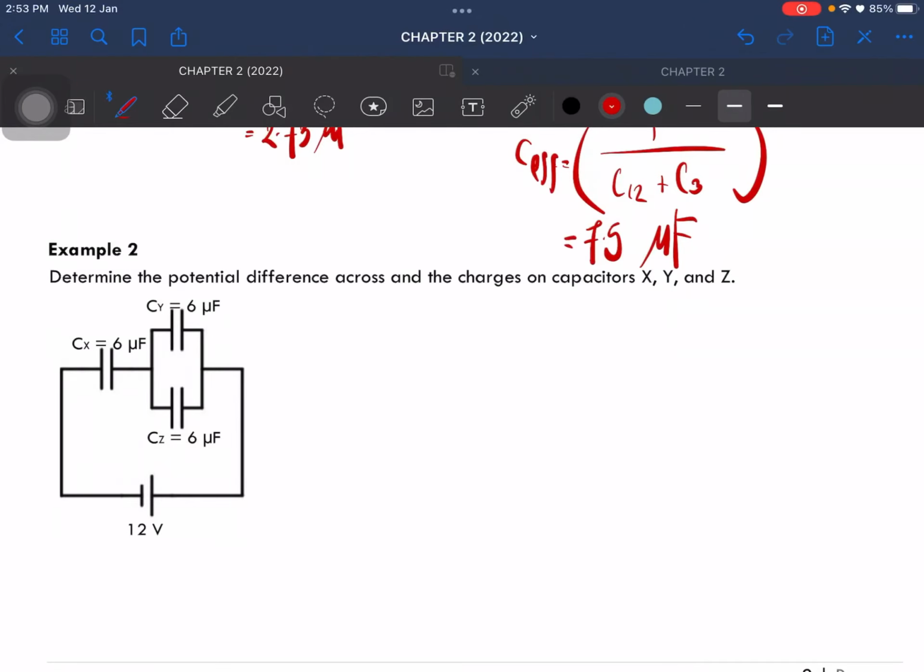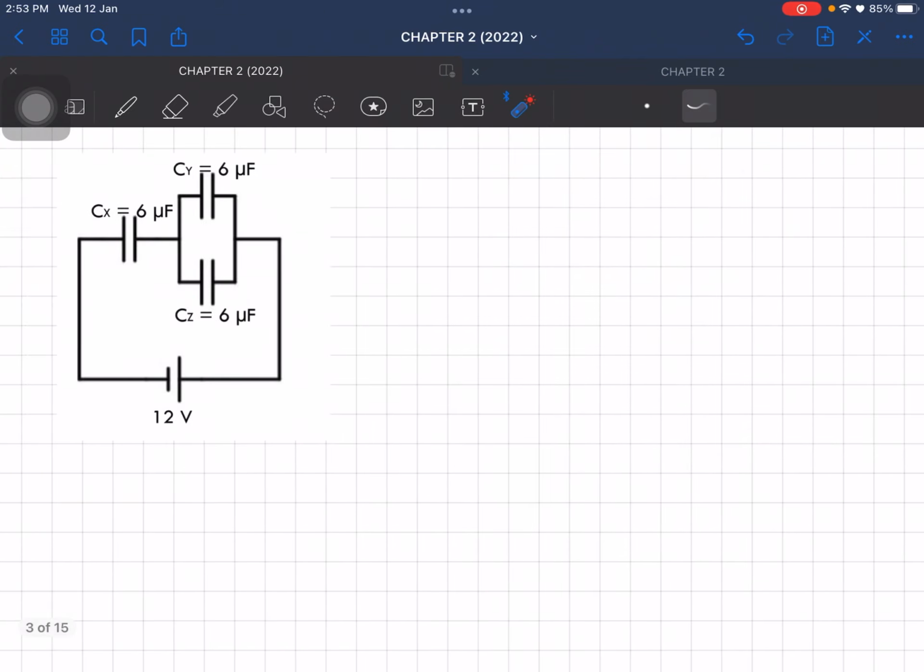Okay, example 2. So we have to determine the potential difference and the charges on each of these capacitors. Okay, so I've extracted the diagram. So let us firstly try to simplify this circuit. Okay, let's simplify this circuit.